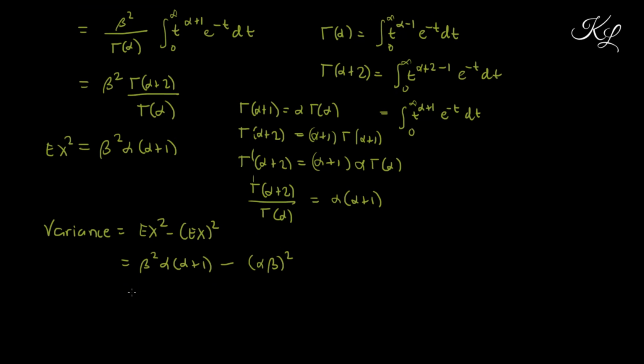Then we'll have, let's distribute this one, beta squared alpha times alpha is alpha squared beta squared. Beta squared alpha times 1 is alpha beta squared minus this one is alpha squared beta squared, and we have here alpha squared beta squared and minus alpha squared beta squared, which is equal to 0. So the remaining is alpha beta squared. That is our variance.